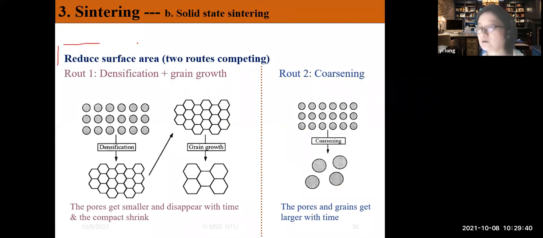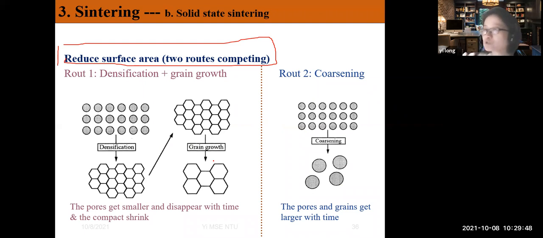So this is the driving force for sintering, which is to reduce the surface area. Actually, in a more precise way, we have to say it is to reduce the total surface energy. It's not about area. It's all about reducing surface energy, which is more scientific and precise.